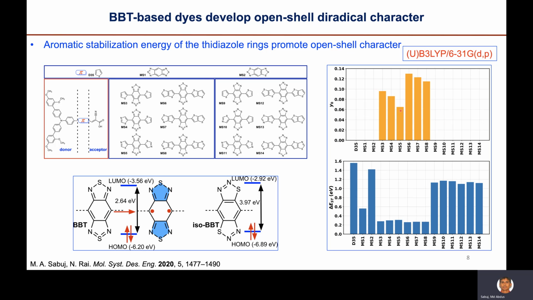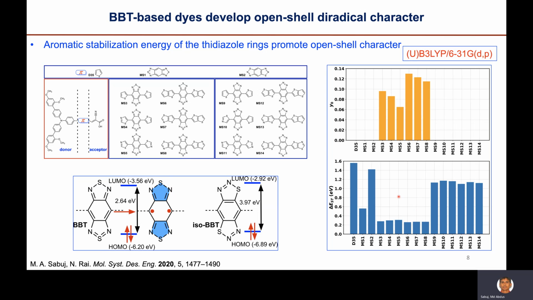As can be seen from this figure, the BBT-based dyes with thiophene and thienothiophene spacers develop open shell diradical character, which is due to the fact that the BBT spacer has a higher HOMO and lower LUMO energy level than the ISO BBT spacer, which reduces the HOMO-LUMO energy gap and facilitates admixing of frontier molecular orbitals in the ground state. Also, the thiadiazole units of BBT recover aromatic stabilization energy in the open shell ground state, which also facilitates developing a diradical character.